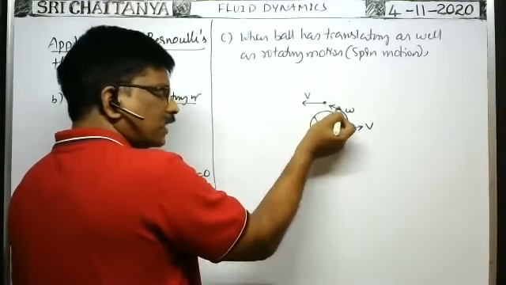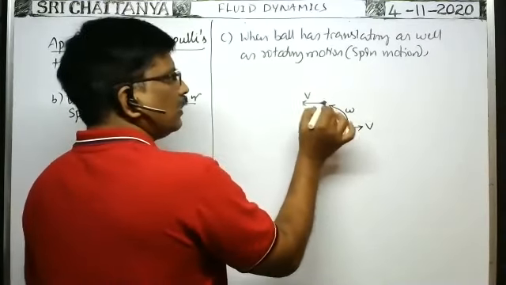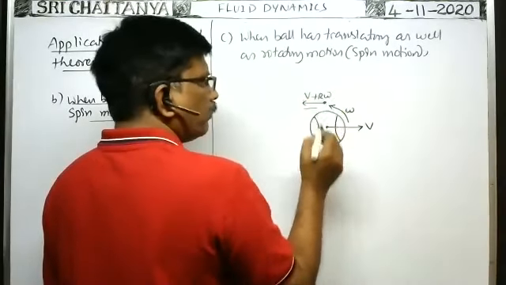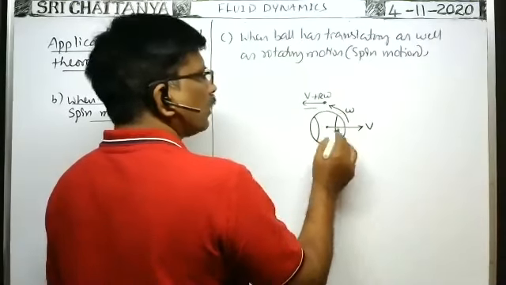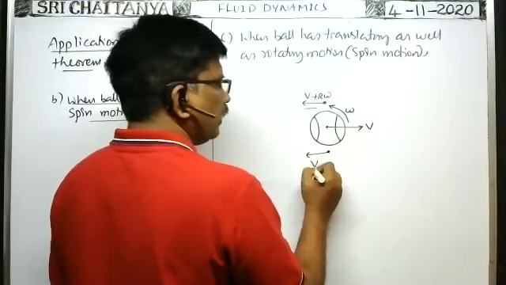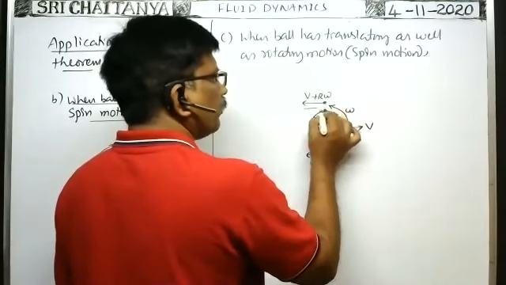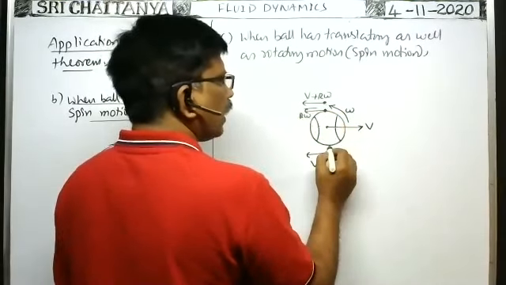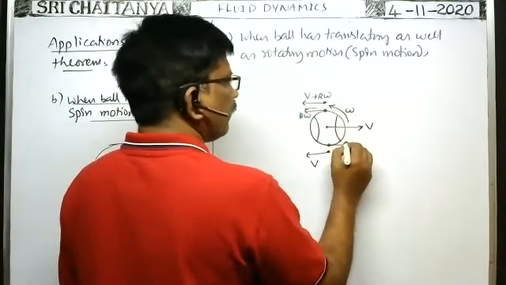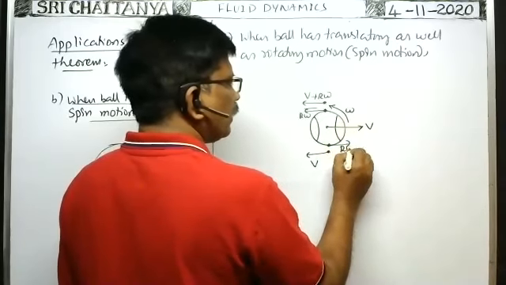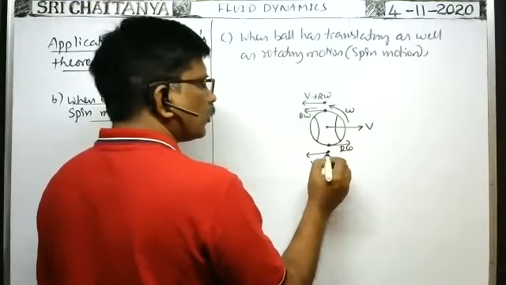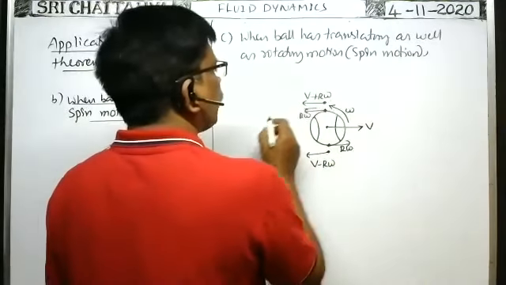At this point, as the direction of rotation is in this direction, the linear velocity of the particle becomes v plus r omega. But at the lower point, because of velocity of the ball in the forward direction, this particle is having velocity v in this direction, and at the same time, because of rotatory motion at the bottom of the ball, the velocity due to spin motion is equal to r omega in this direction. Therefore, the net velocity of the air particle below the ball becomes v minus r omega.